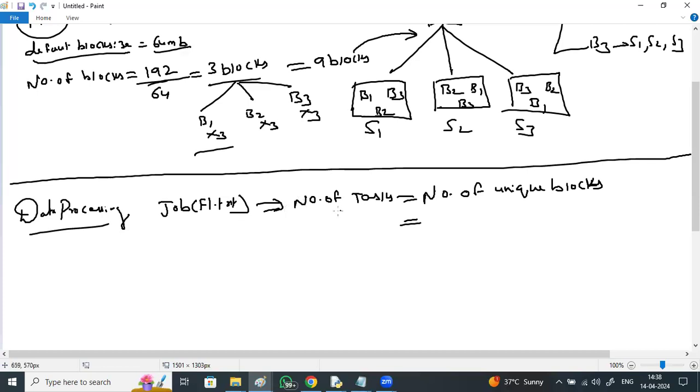How many unique blocks here? 9 or 3? 3, right? 3 unique blocks, 3 here, not 9. The 9 are duplicated blocks. That's why I have used the word unique, not duplicated, right? Unique blocks. 3 blocks means 3 tasks: T1, T2, and T3.